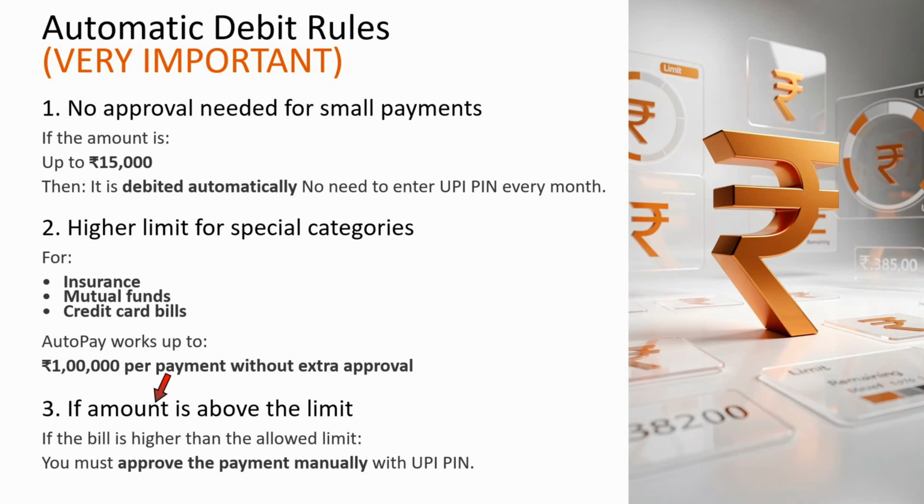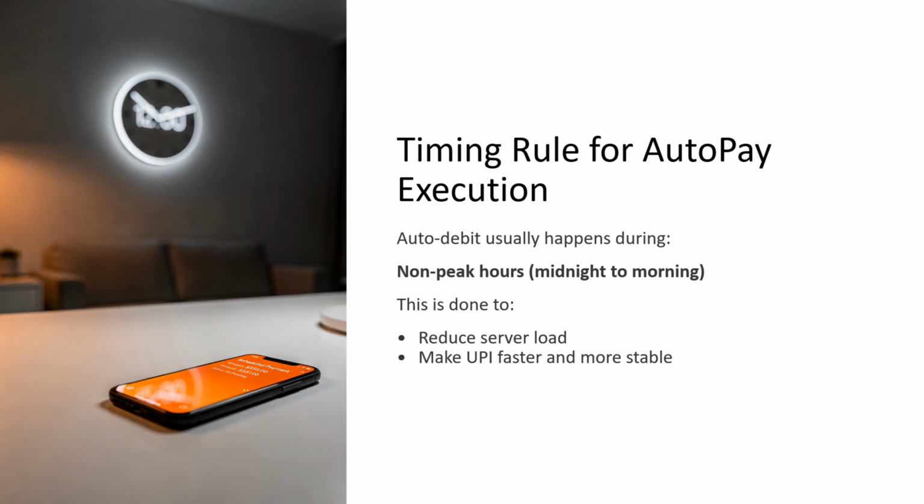Third point, if the amount is above the limit. If the bill is higher than the allowed limit, you must approve the payment manually with UPI PIN. Now we will see timing rule for AutoPay execution. Auto debit usually happens during non-peak hours, midnight to morning. This is done to reduce the server load, make UPI faster and more stable.